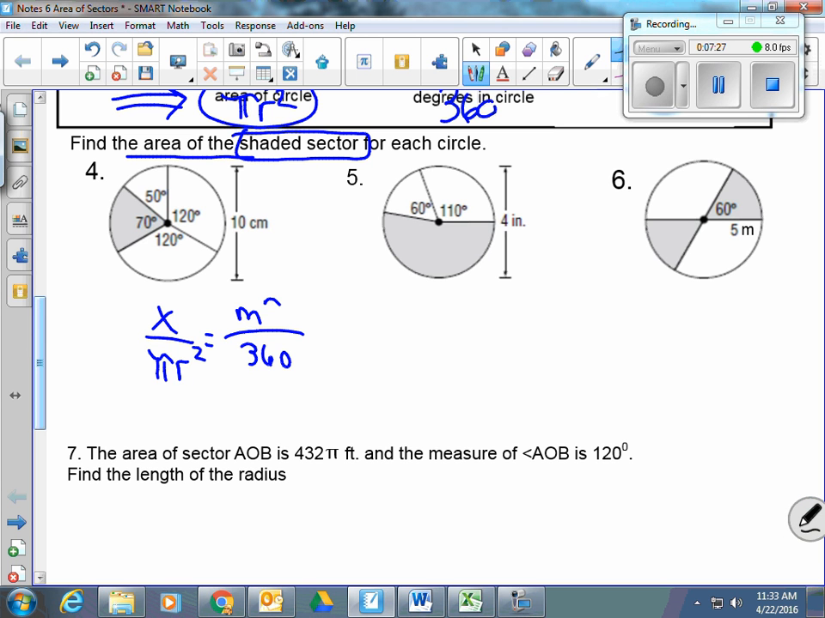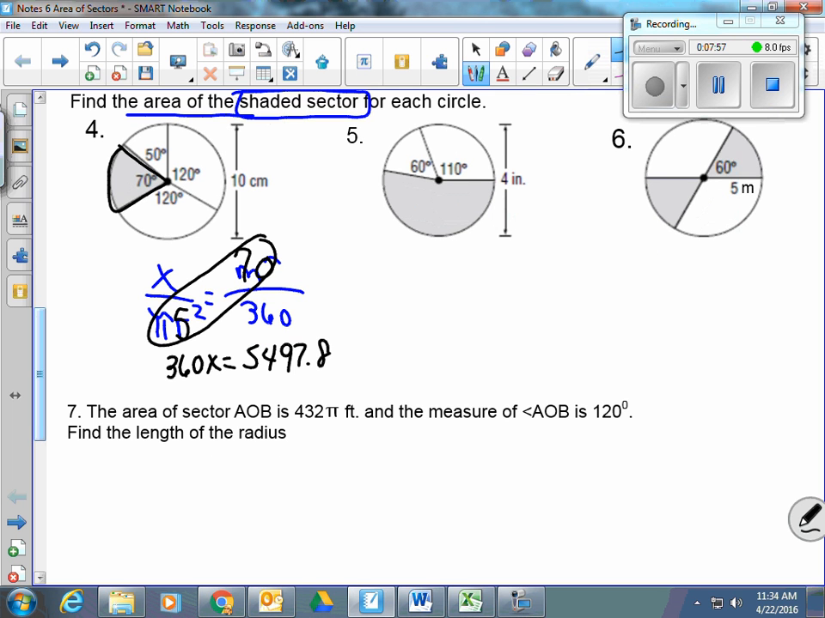So on this first one, what's my radius? 5. And what's the measure of my arc? 70, because I want this piece right here, right? And then I'm going to cross multiply. So this will be 360x. And what is pi times 5 squared times 70? 5,497 point what? 8. Now what? Good, divide by 360. And tell me, what do you get?